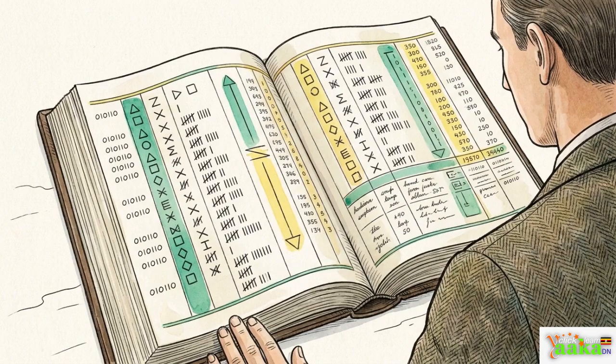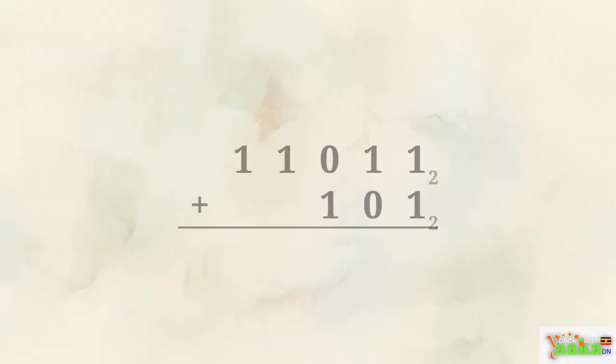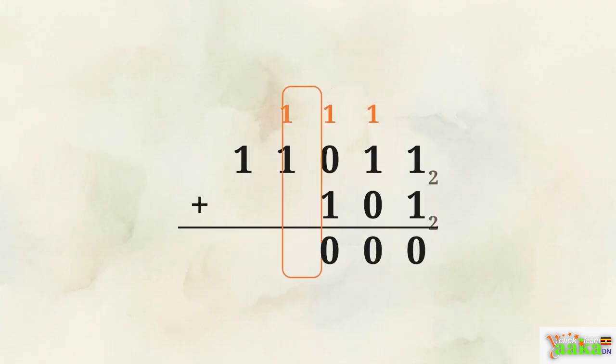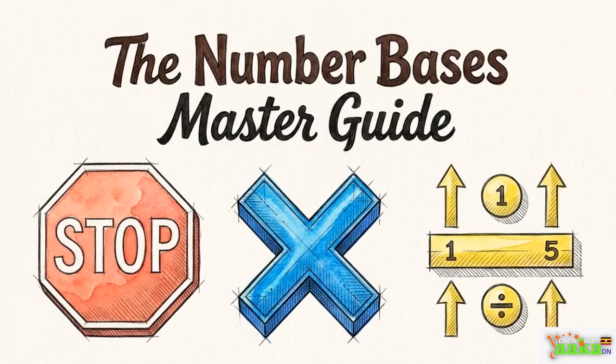Consider a practical scenario. A librarian in Kampala uses a digital system that stores book codes in binary. One book has the code 11011. The next book on the shelf has a code that is 101 higher. When we add these in base 2, a column fills up at 2. So 1 plus 1 gives us a 0, carry the 1. That carry triggers a chain reaction through the next 3 columns, resulting in 100000 base 2.